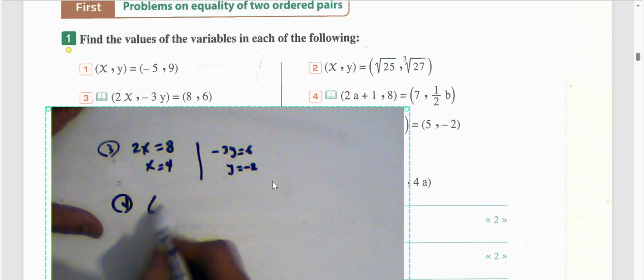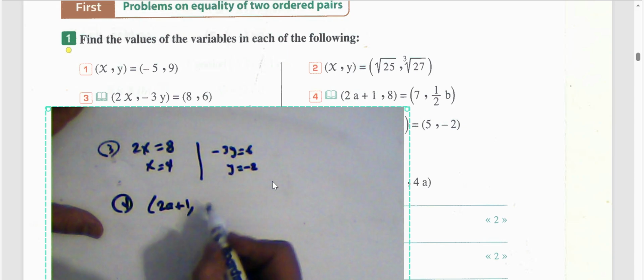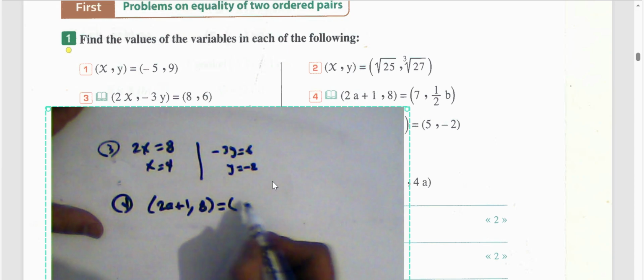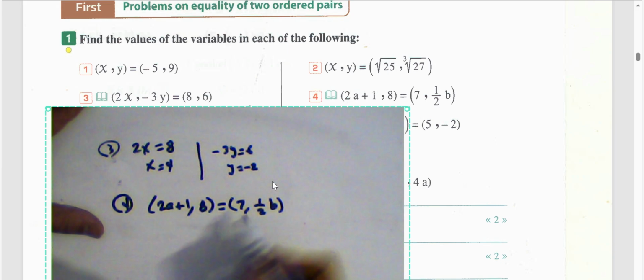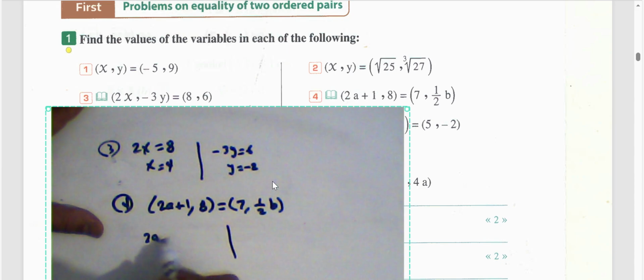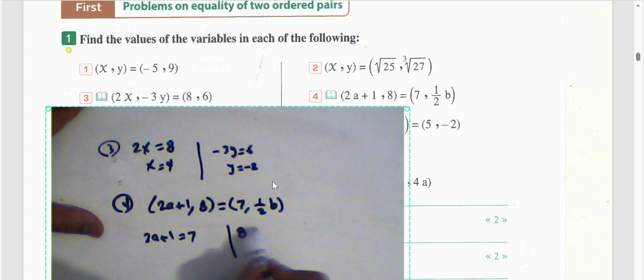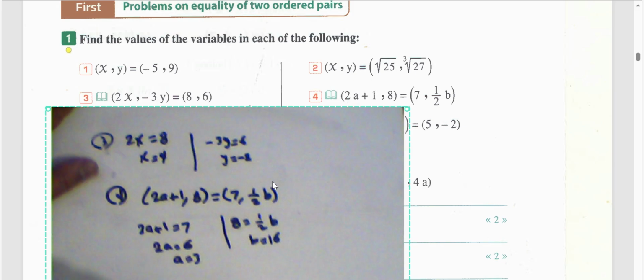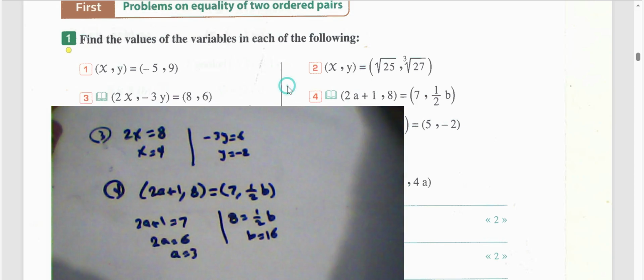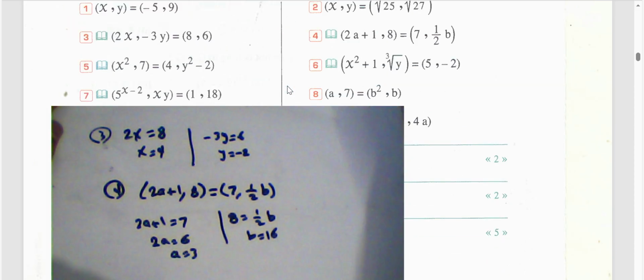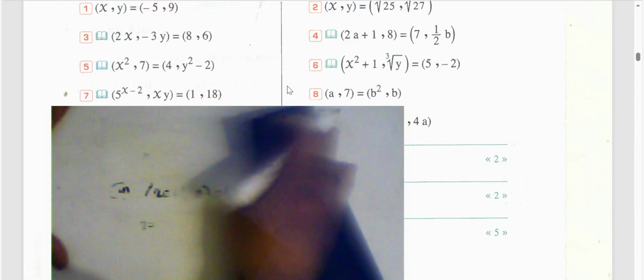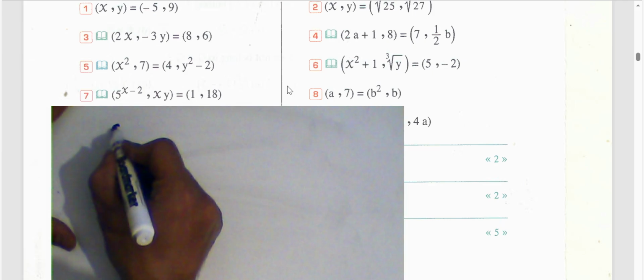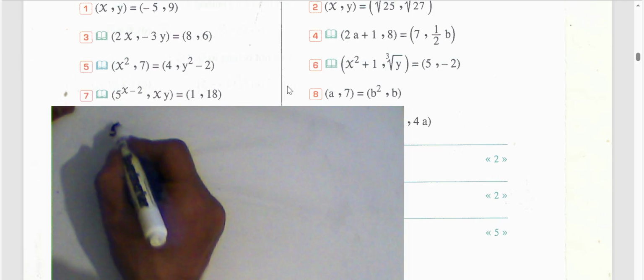Number 4, 2a plus 1 and 8, 7 and half of b. We can write 2a plus 1 equals 7 and 8 equals half of b. Then the value of b equals 16, and here 2a equals 6, 6 divided by 2 equals 3. Question number 4. Question number 5.